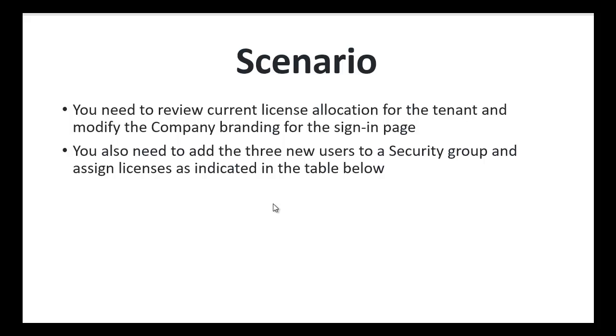And in this video, you also need to add 3 new users to your security group, and we're going to assign licensing. We're going to use both the CLI command lines and the GUI methods throughout the video. So let's start with the license allocation for the tenant, and let's modify the company branding.